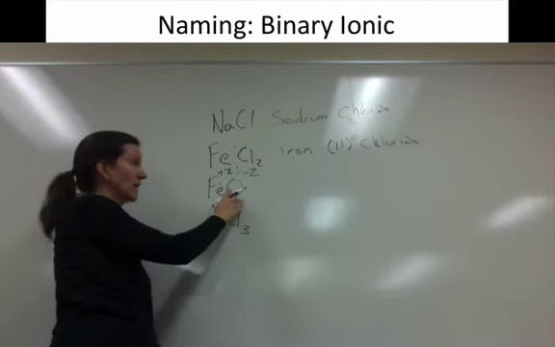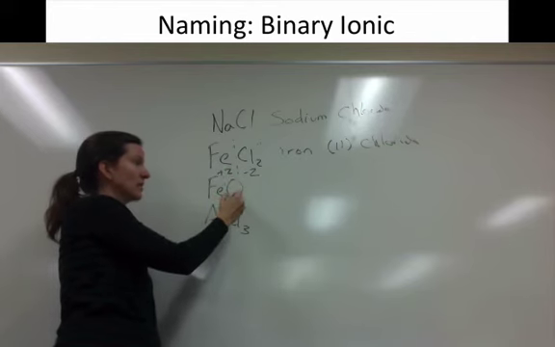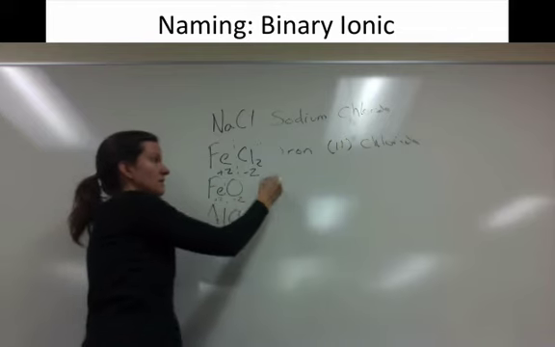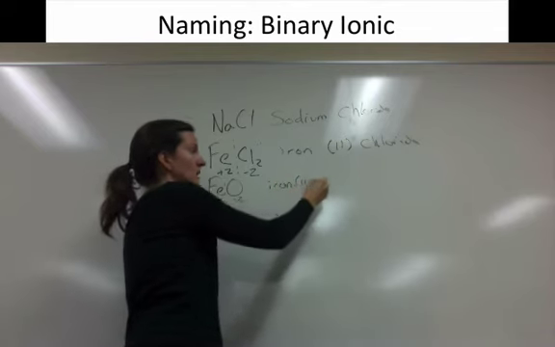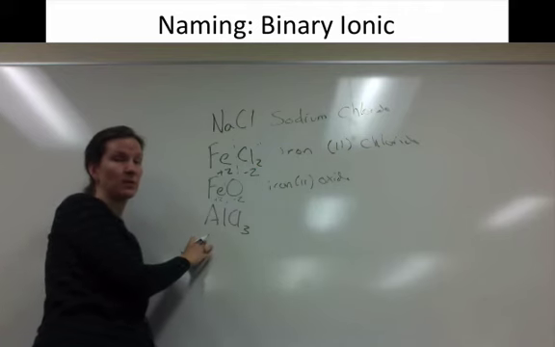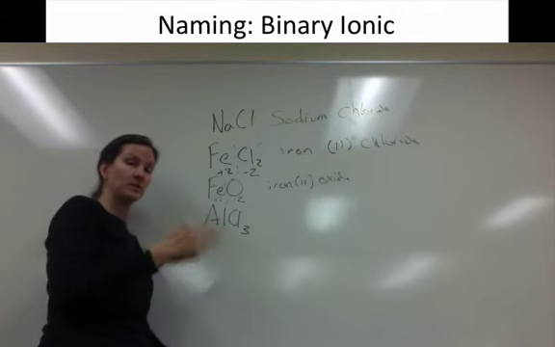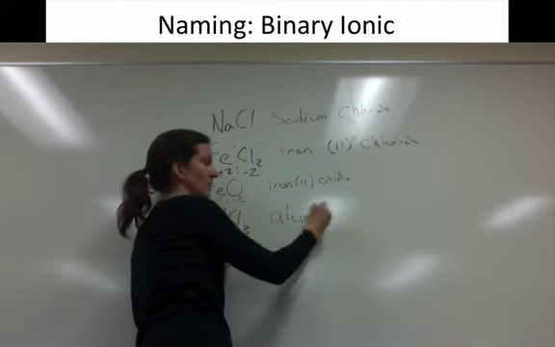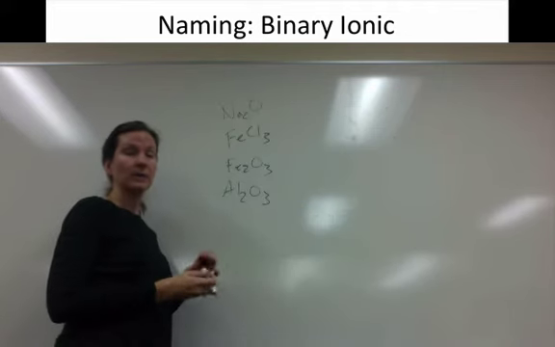FeO, though, on the other hand, we can look at it too. Oxygen is -2. Iron is still +2 then. So this would be iron 2 oxide. Aluminum down here, aluminum doesn't need a Roman numeral because it's one of our 3 memorized, aluminum, zinc, and silver. So this is just aluminum chloride.